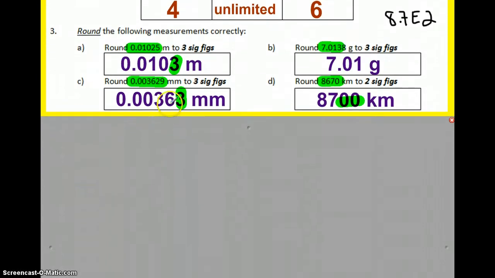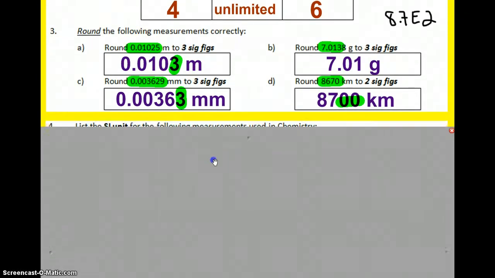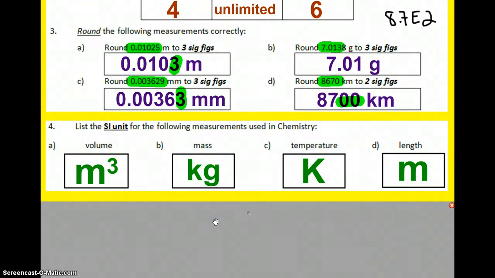And then question 4, our SI units for these measurements: volume is a cubic meter, mass is kilogram, temperature is Kelvin, and length is meter.